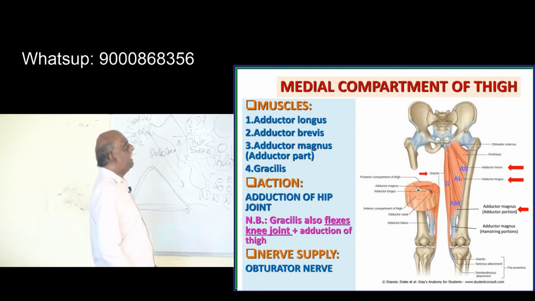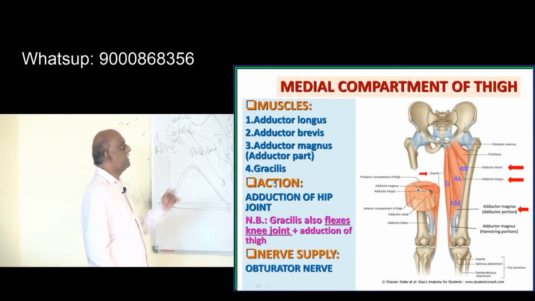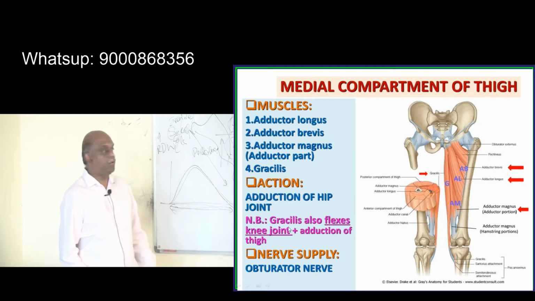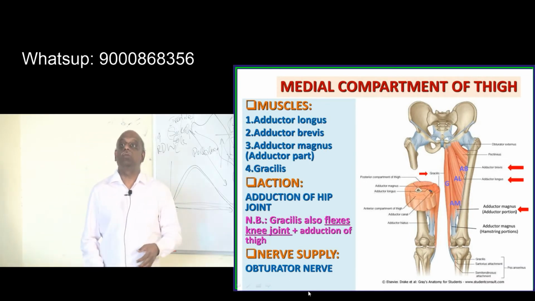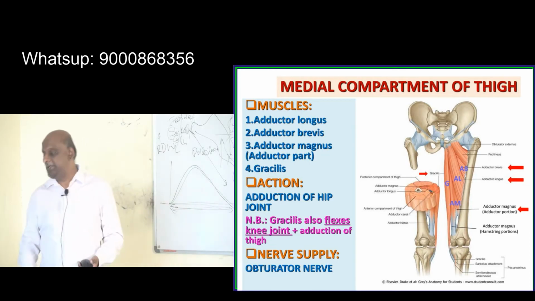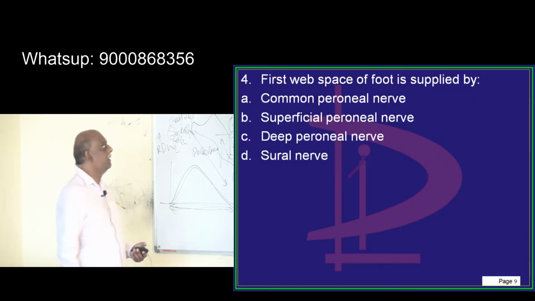The medial compartment of the thigh has adductor longus, adductor brevis, magnus and gracilis. Gracilis also flexes the knee joint along with the adduction of the thigh. And the nerve supply is the obturator nerve, is what you need to remember. This dual function of the gracilis muscle is one of the favorite questions of the examiner.